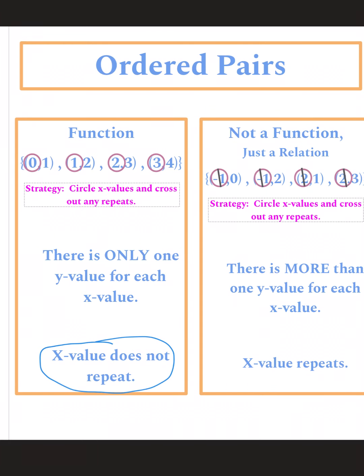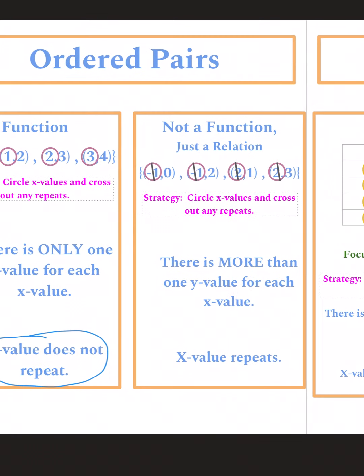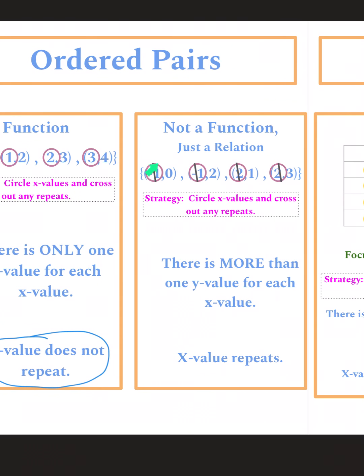When we look at the not a function over here, again, we have the x values circled, and we crossed out any repeats. You can see the -1s repeated and the 2's repeated. So since that's the case, this is not a function. So x value repeats, the y's are different when the x's repeat, so not a function. That is how you tell from an ordered pair if it's a function or not. You look at the x values. If they do not repeat, it's a function. If they repeat, then it is not a function.